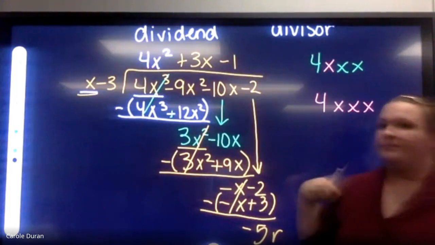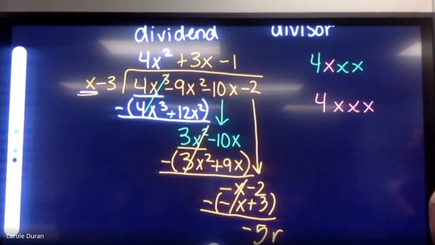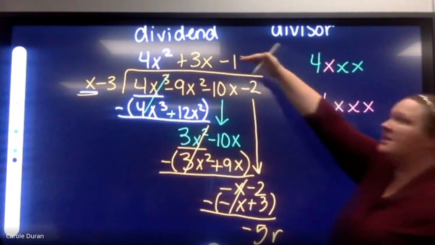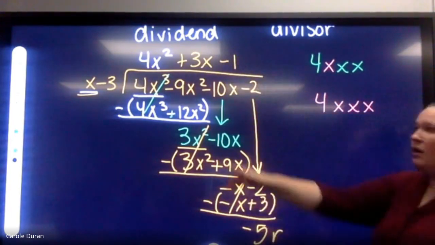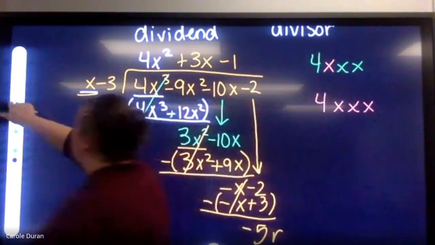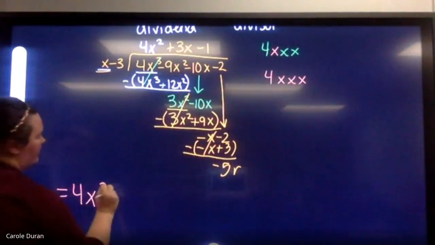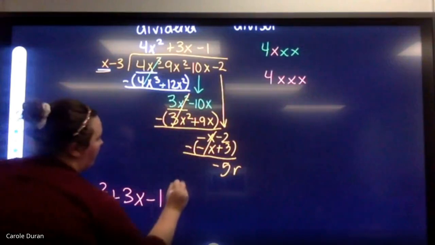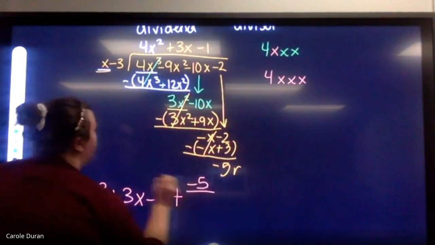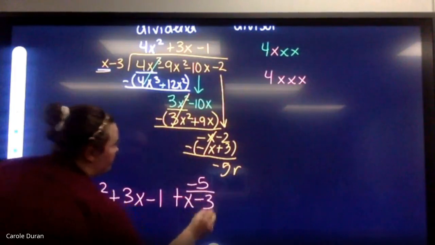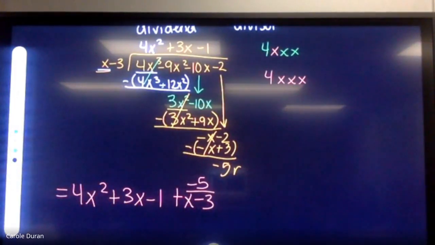So would the answer technically? Hold on, we're going to write it in a second. I'm trying not to overwhelm you guys. We don't have any homework tonight. Negative 5 over. So then our entire answer is this quotient with this remainder over that divisor. So I write it as equals 4x squared plus 3x minus 1 plus my remainder of negative 5 over my divisor x minus 3. And that's my entire answer.